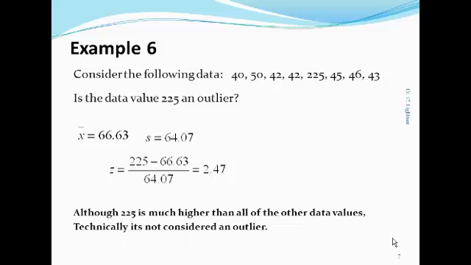Although 225 is much higher than all of our other data values, technically this is not an outlier. Recall, in order for 225 to be an outlier, its z-score value would have had to have exceeded 3.